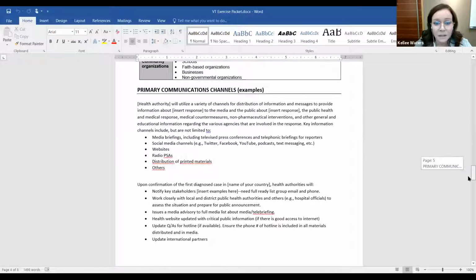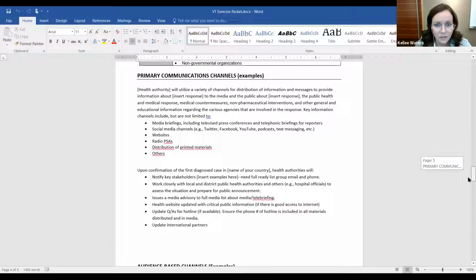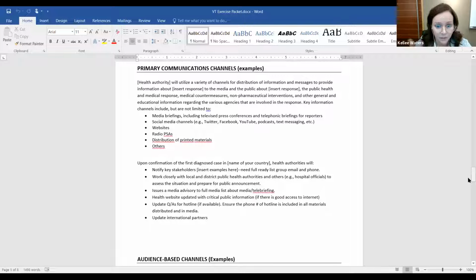Again, this is not an inclusive list. You can definitely expand on this. This is a template. It's just an example. And some examples of primary communication channels: traditional channels, media, newspapers, television news, or social media, websites, radio PSAs, etc.